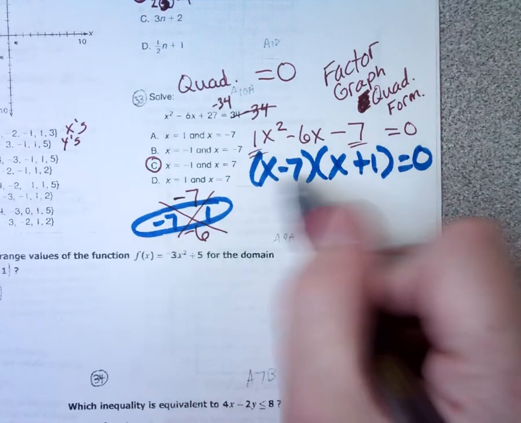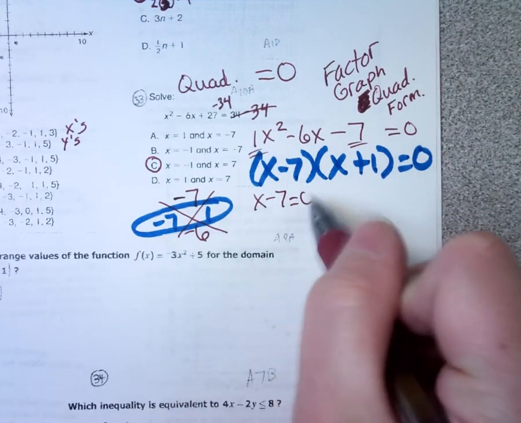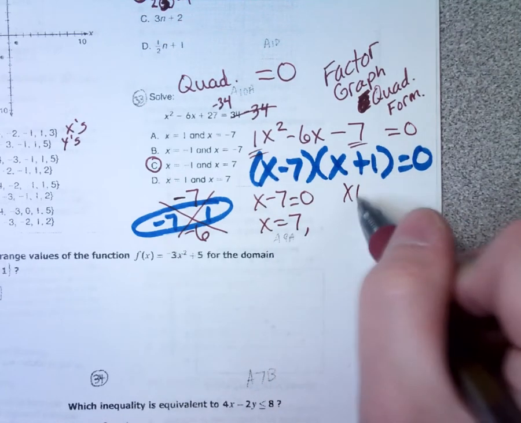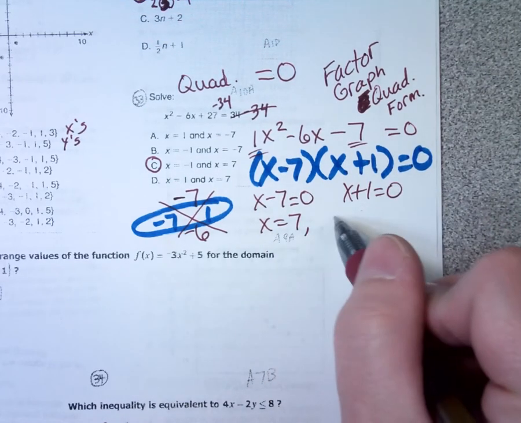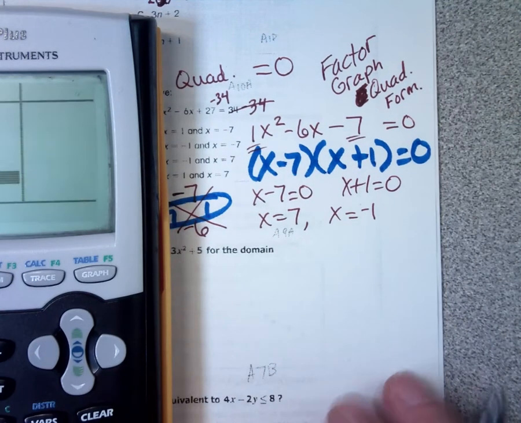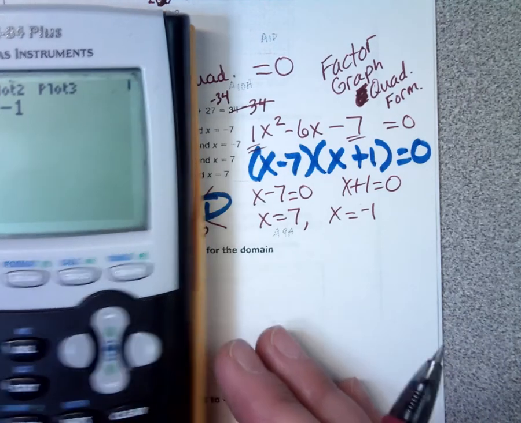If I set x minus 7 equal to 0, what do you get if you solve that? Plus 7. A +7. And if I set the x plus 1 equal to 0, what do I get if I solve that? -1. So there it is, solving by factoring. Does anybody need to see me graph it? I think Zach does. Is your graphing not working right today, Zach? Well, I don't know if you could give me the wrong answer.